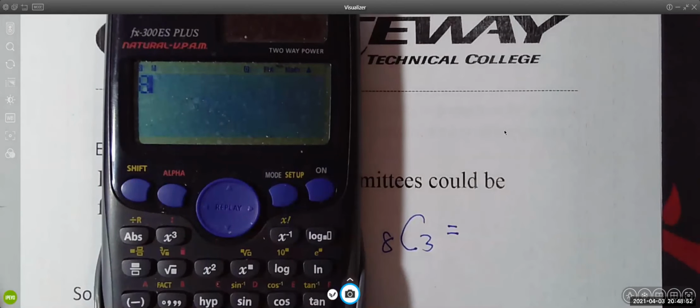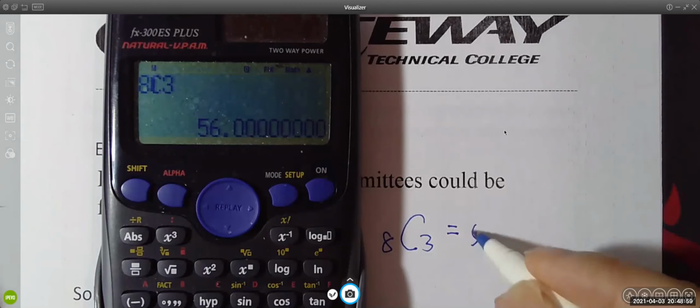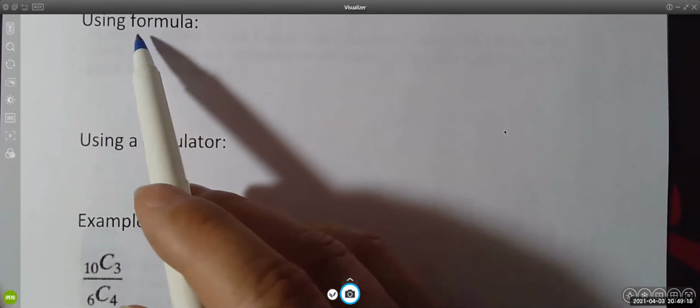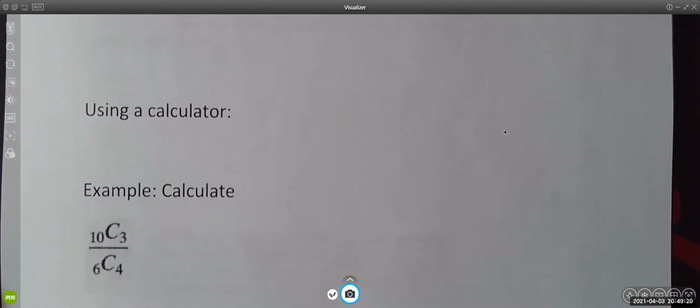And select nCr 3. There are 56 different ways to select the 3 people out of 8 people. In other words, there's 56 possible different committees. Each committee is different from another committee. So we already did it using calculator. We already show you how to use the formula, so we don't need to redo this part.